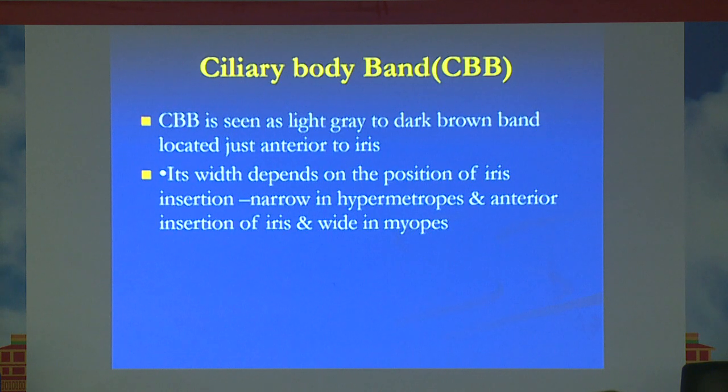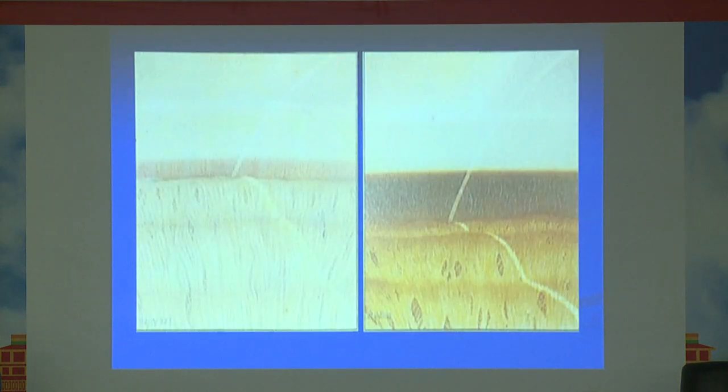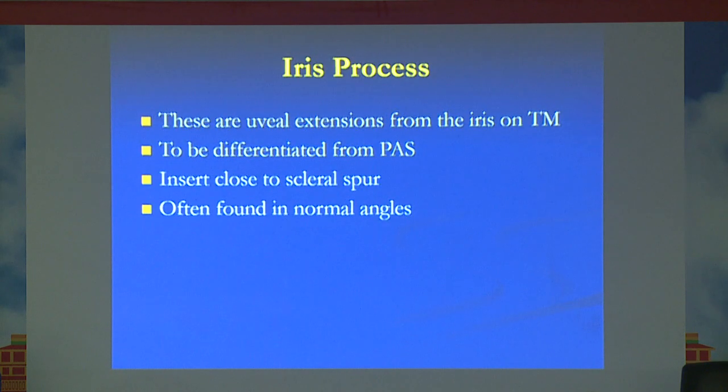Ciliary body band is usually a light gray to dark brown band, and it depends upon the position of iris insertion. It is narrow in hypermetropes, with anterior insertion of the iris, and wide in myopes. In the right side picture, we can see a wide ciliary body band.